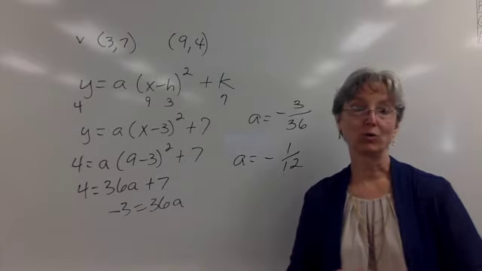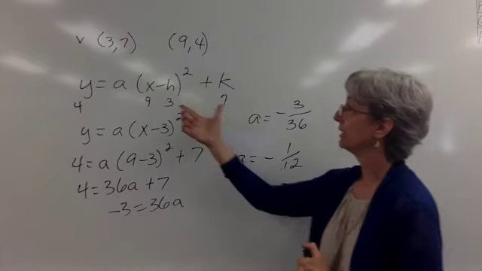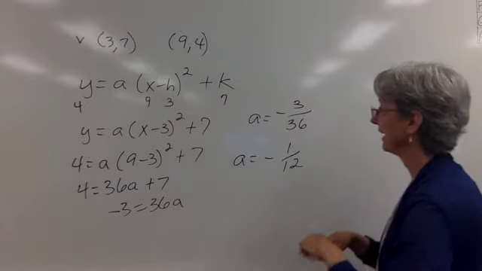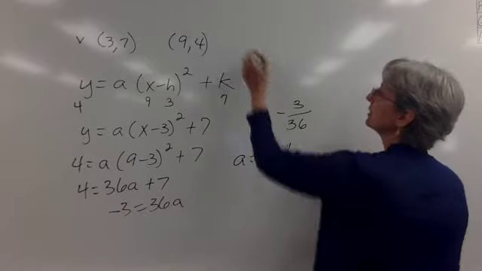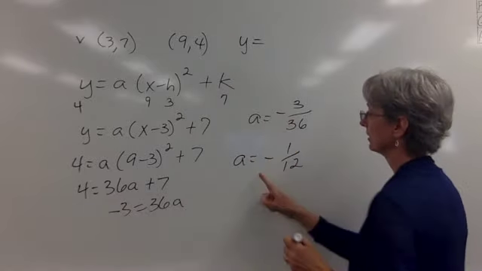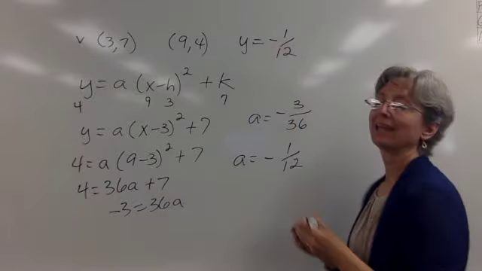Now, what's my whole equation then? All right, I have my H, K, and my A, and here's what I do. I don't want you to just list it. I want you to give me the equation. Y equals my A, which is negative 1/12. By the way, that makes sense.